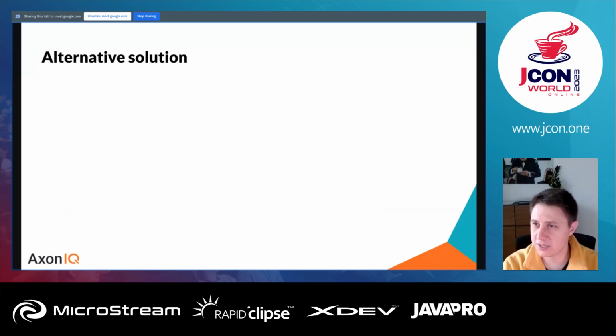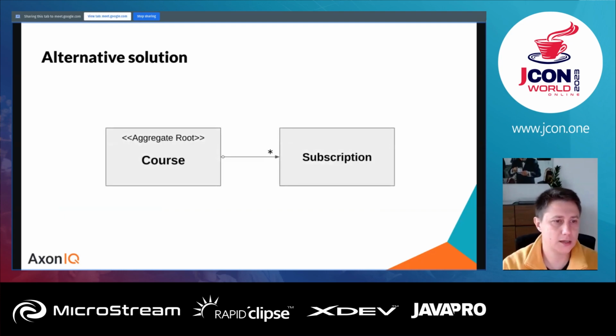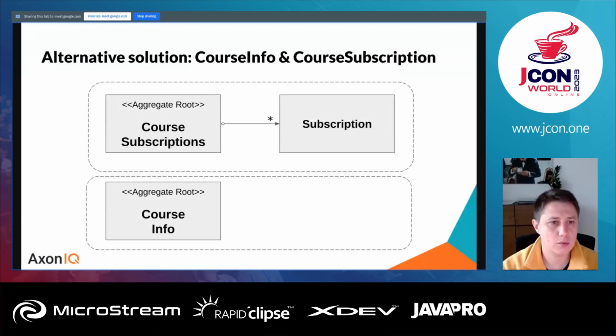Yes, enough of complaining. Let's try to propose an alternative solution. Let's try to see whether we can solve this contention problem that Sara was explaining. So previously we had a single aggregate that was responsible for dealing with details about the course and also the subscriptions. Now, what I would like to propose is an alternative solution that has two aggregates. One is course info, that is responsible for dealing with course details, and a course subscription aggregate that is responsible for dealing with subscriptions. Let's observe what are the pros and cons of these two.